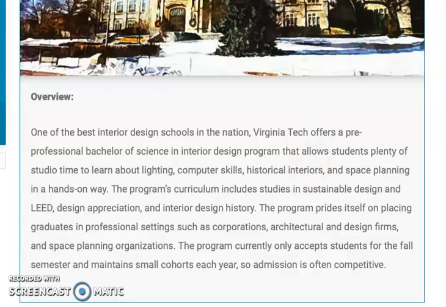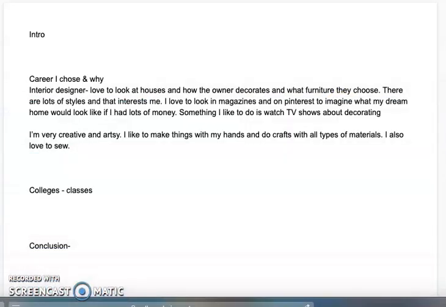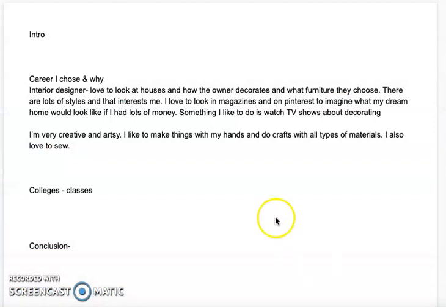So let's go back. Let me get rid of this. Let's go back to the outline of the essay that we've got. Okay. So college classes. So now I can say, and I also looked up and found one called the New England Institute of Technology of Architecture and Design, and that was in Rhode Island. So I can say, I looked at some colleges. I'm going to pause this a minute and add in some more information about the ones that I looked at.